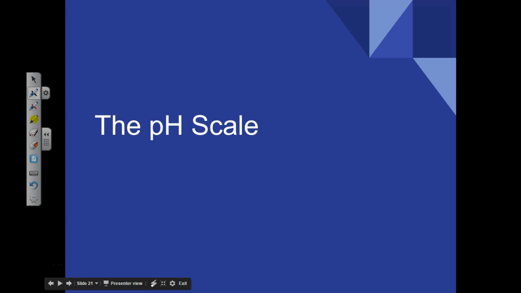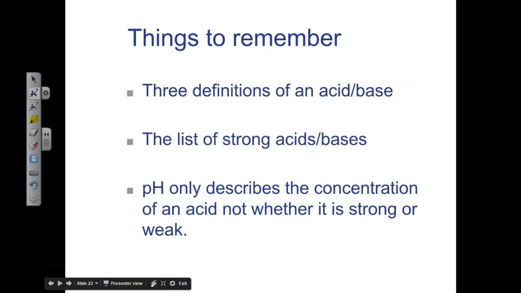Everybody, let's spend a little bit of time talking about the pH scale and what it means and what it does. So when you do this, we need to keep in mind that there are several definitions of acids and bases.